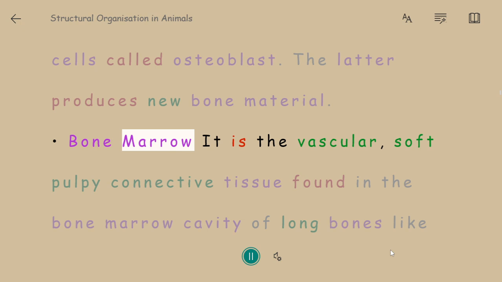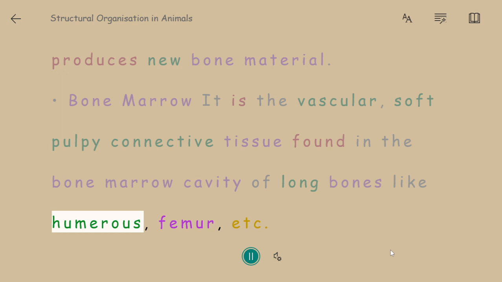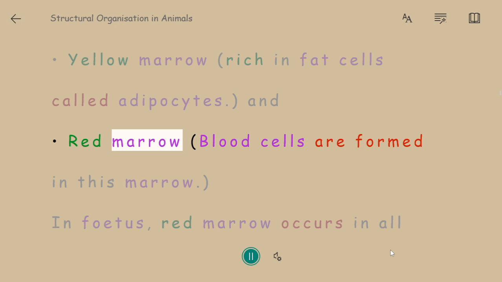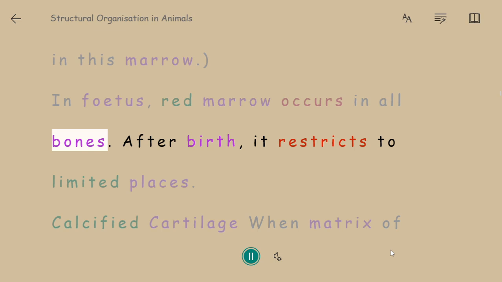Bone marrow. It is the vascular, soft pulpy connective tissue found in the bone marrow cavity of long bones like humerus, femur, etc. Bone marrow is of two types. Yellow marrow, rich in fat cells called adipocytes. And red marrow, in which blood cells are formed. In the fetus, red marrow occurs in all bones. After birth, it is restricted to limited places.